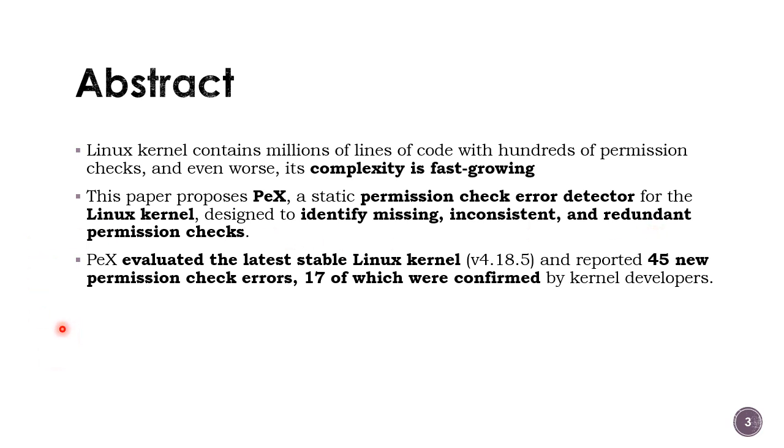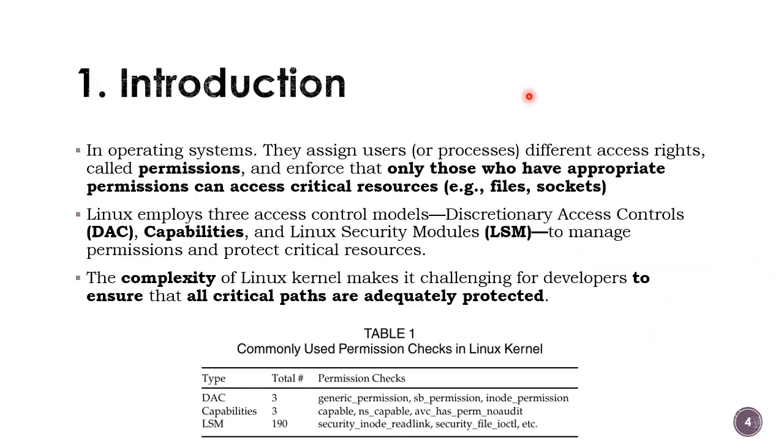And lastly, for the tool itself, in this paper, they set a particular version of the Linux kernel. Here is the version number, and eventually the result shows that 45 new permission check errors were detected by PAX. Eventually, 17 out of 45 were confirmed by the kernel developers. So this is the contribution of this paper, the tool.